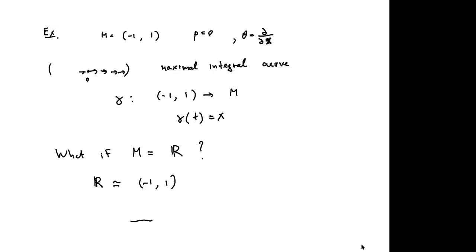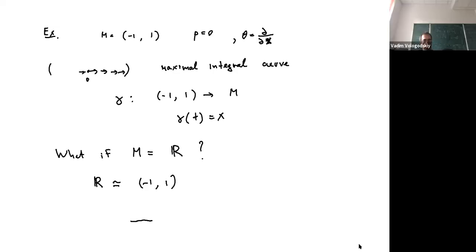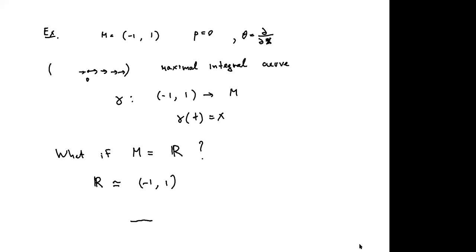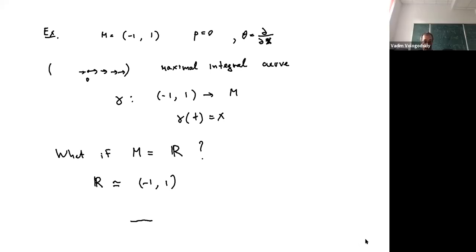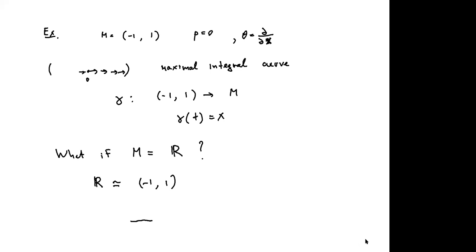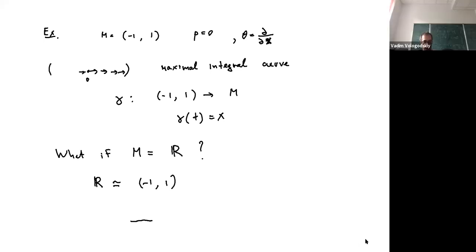Okay, so let's return to the proof of the theorem. I recall that the theorem asserts that for every smooth manifold M, for every vector field, and for every... Excuse me? Yes? On the previous slide, gamma of t equals x. You say that there is no maximal integral curve. No, there is always a maximal integral curve. That was the assertion of the theorem.